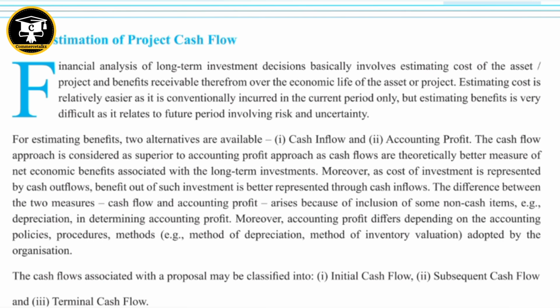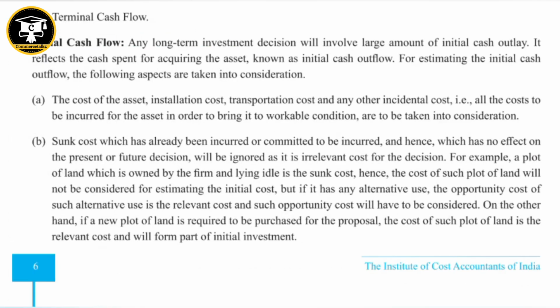Now there are two approaches available in order to ascertain these cash benefits, that is cash inflow as well as accounting profit. We will always prefer the cash inflow approach. It is considered a superior approach over the accounting profit approach because it measures actual benefits from the investments. That is why the cash inflow approach is considered a superior technique. Whereas the accounting profit approach is less reliable because it considers various non-cash items such as depreciation.